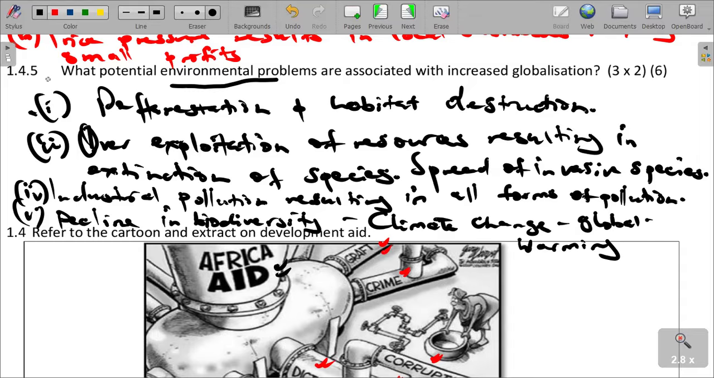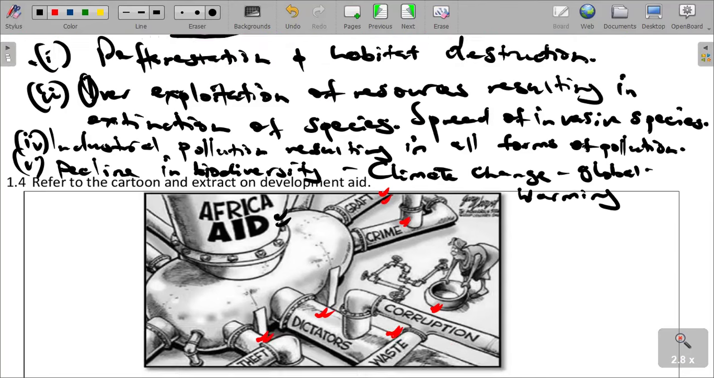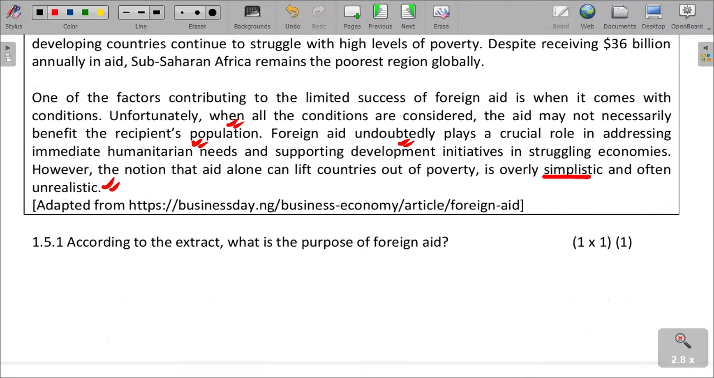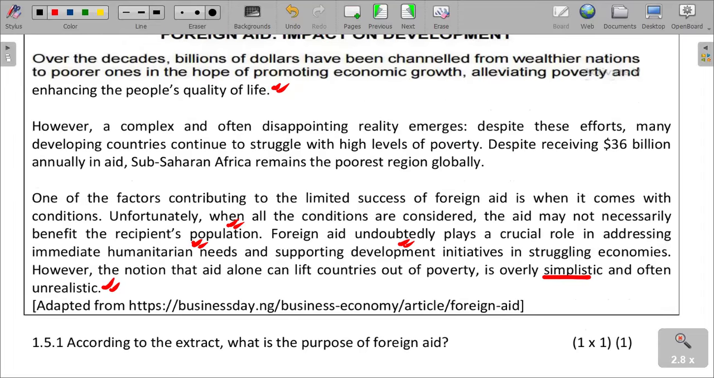We can talk about problems to do with ecosystems and soil erosion, desertification. All these are various problems that we can mention that are caused because of increasing globalization. There are quite a lot of them that we can mention in that regard. So we now go to this one. We have already read the question first. So according to the extract, what is the purpose of the aid?